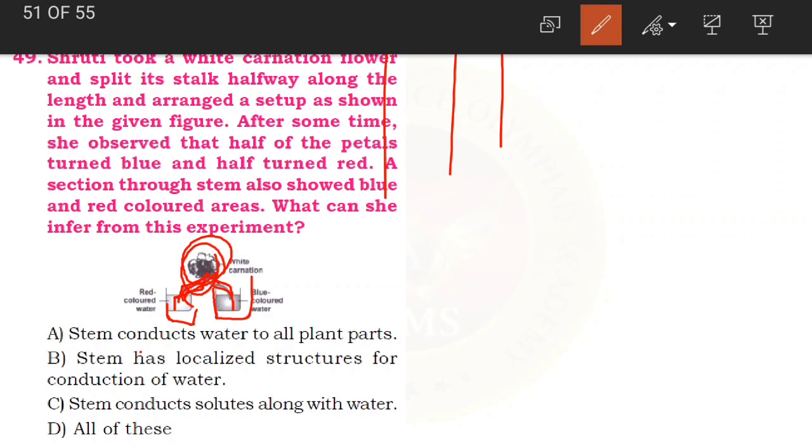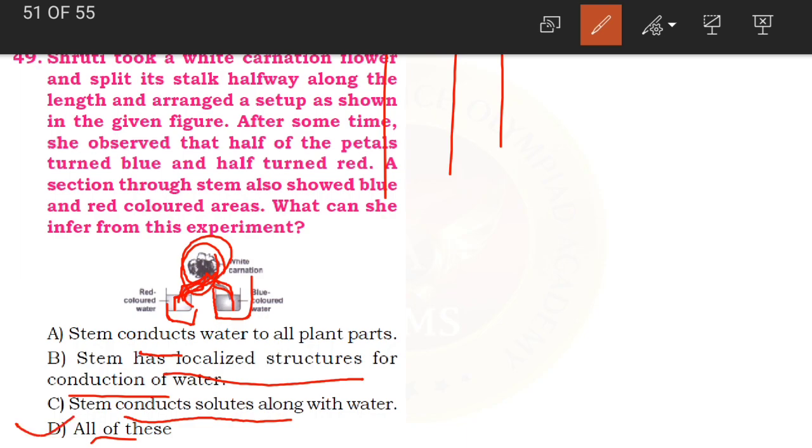A option is stem conducts water to all plant parts. B is stem has localized structures for conduction of water. C is stem conducts solutes along with water. And D is all of these. Okay, all of these. So which will be the correct answer children? As we already learnt about this, D option.